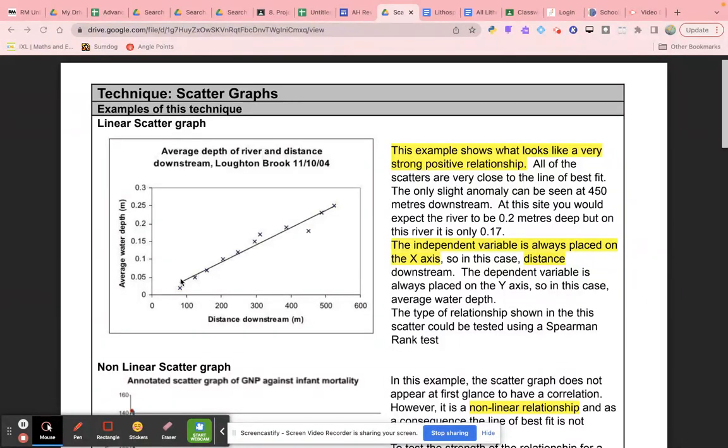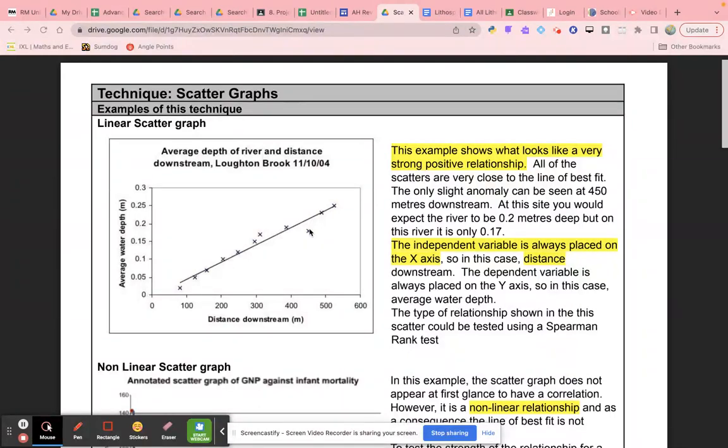You're able to then visually determine the strength of the relationship by the clustering of x's near the line of best fit. In this example, you can see almost all of the points are clustered very close to the line of best fit, suggesting a very strong relationship. Indeed, we only have this one here, which is actually lower than this one, even though it's further downstream. So this plot should, in theory, be up here, but it's not.